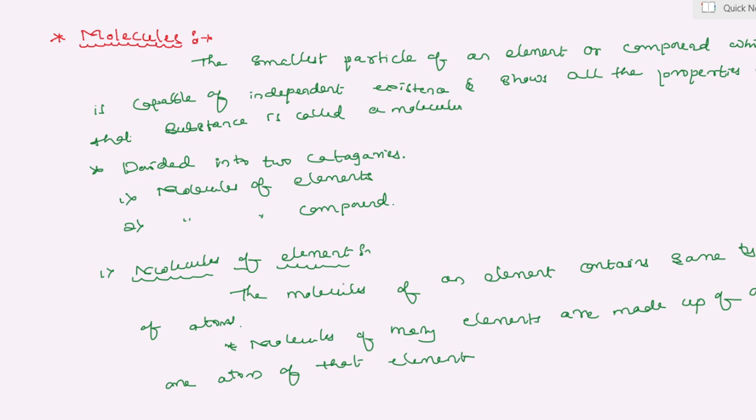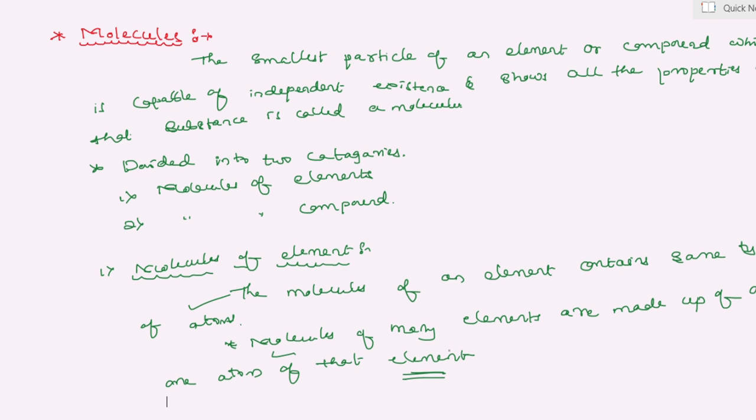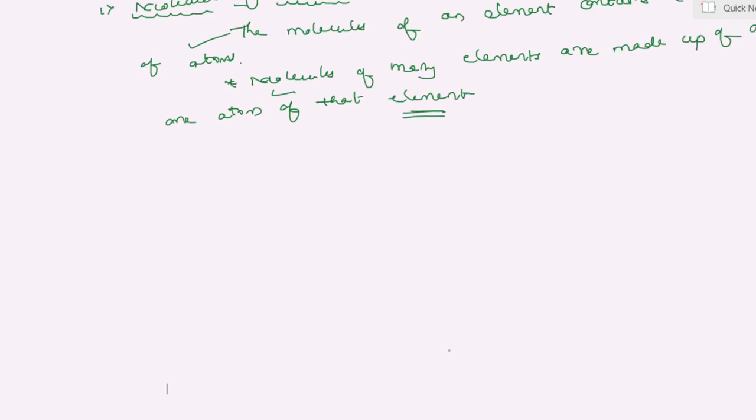Yes, first of all, the molecules of an element contain what? The same type of atoms. Yes, molecules of many elements are made up of only one atom of that element. That is the molecules of an element. Yes, my dear students, here the first main discussion point concerns what? Molecules of elements, that is atomicity.